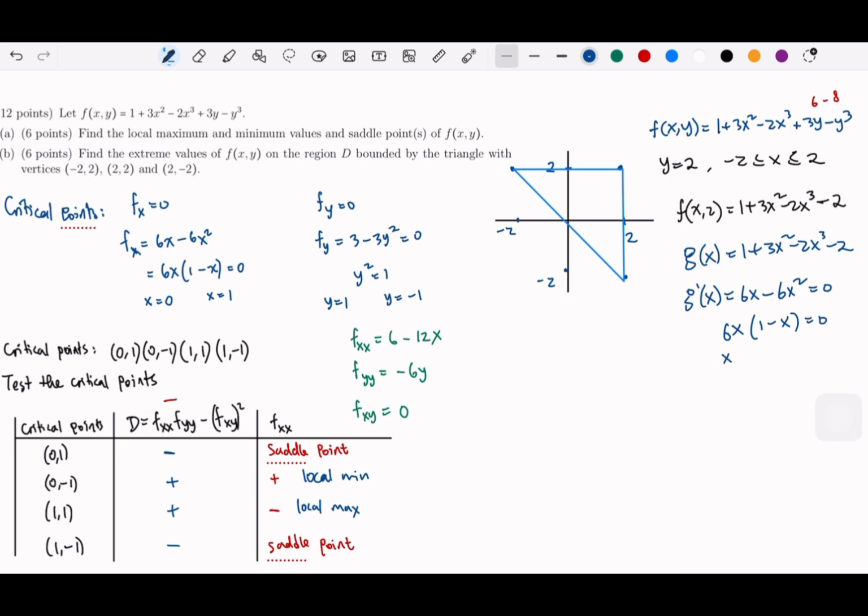So we can have x is 0 and x is 1. So these are the locally possible extreme values that we can try. So based on all the possible points, we could try 0, 2 and 1, 2, and evaluate the values. Also, because we have -2 and 2, we can try those as well. So we can try all the possible values, and also try the endpoints.